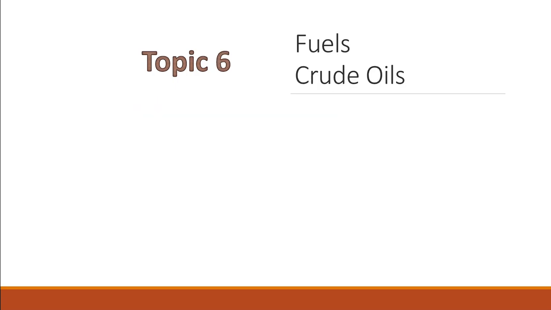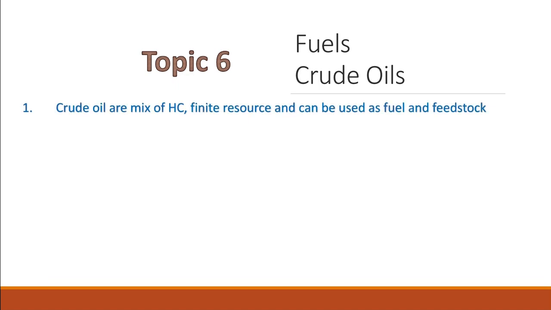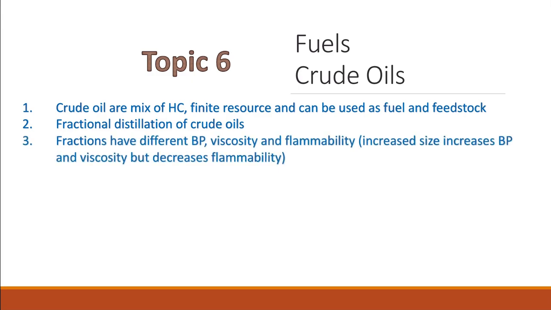Topic 6 is fuel and crude oil. Remember that crude oil is a mixture of hydrocarbons. These are finite resources and they can be used as fuel and as feedstock. Remember how to separate the different fractions of crude oil using fractional distillation. And then remember that the fractions have different boiling points, viscosity and flammability. The increased size will increase the boiling point and the viscosity of the hydrocarbons or of the fraction, and it will decrease the flammability.